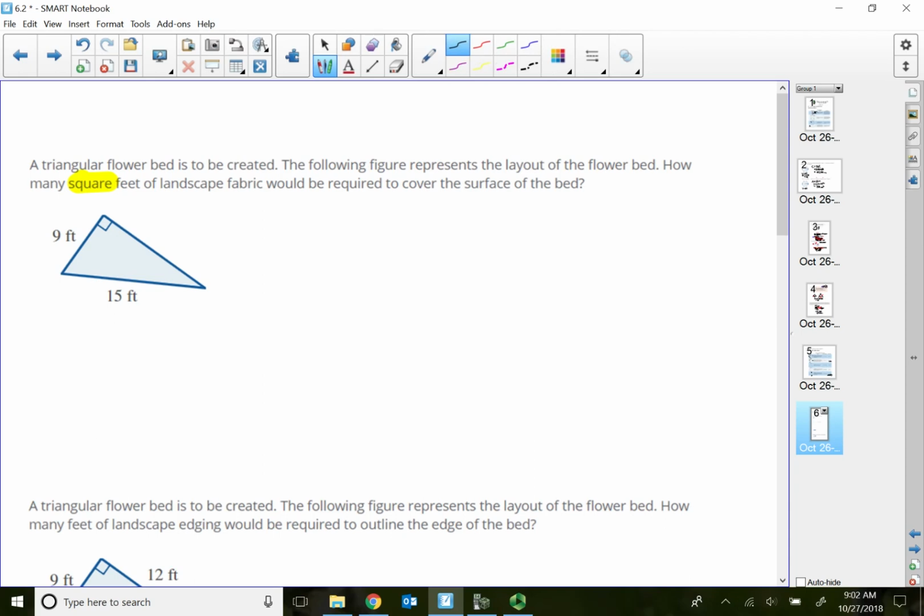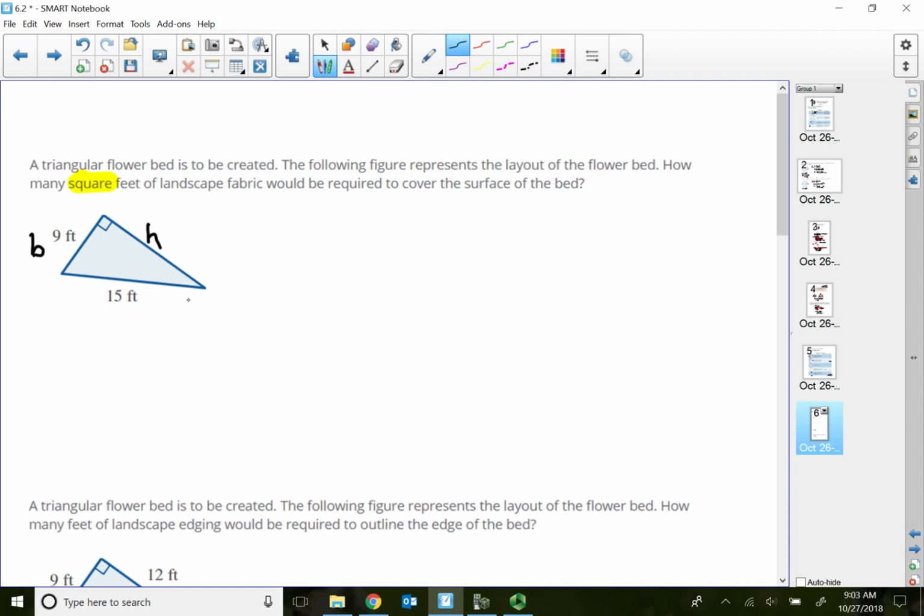Let's see. So find the area of a triangle. 9 feet must be my base. 15 feet is actually my slender height. My actual height always has to be perpendicular to my base. So the 15 is actually not a base, this is a base, not a 6.